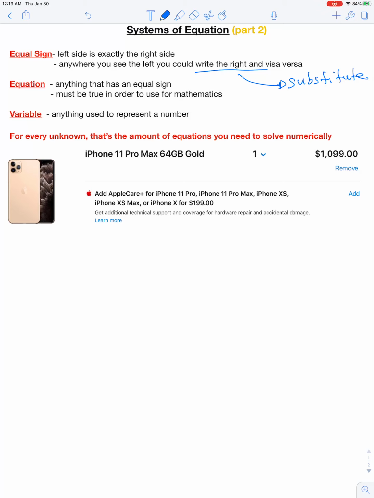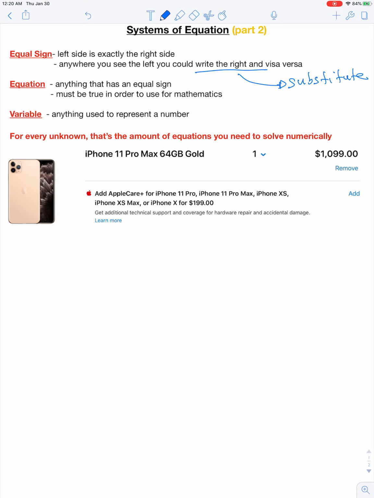Well, the next one is equation. An equation is anything with an equal sign. You stuff an equal sign in it, it's an equation. It's nothing fancy. Now, for mathematics, this must be true. The equation has to be true for you to be able to use it in a mathematical sense. That is, I cannot say 2 is equal to 3 because everybody and their mama knows that this is a lie. So you can't write that. But once you have an equal sign, it is an equation.